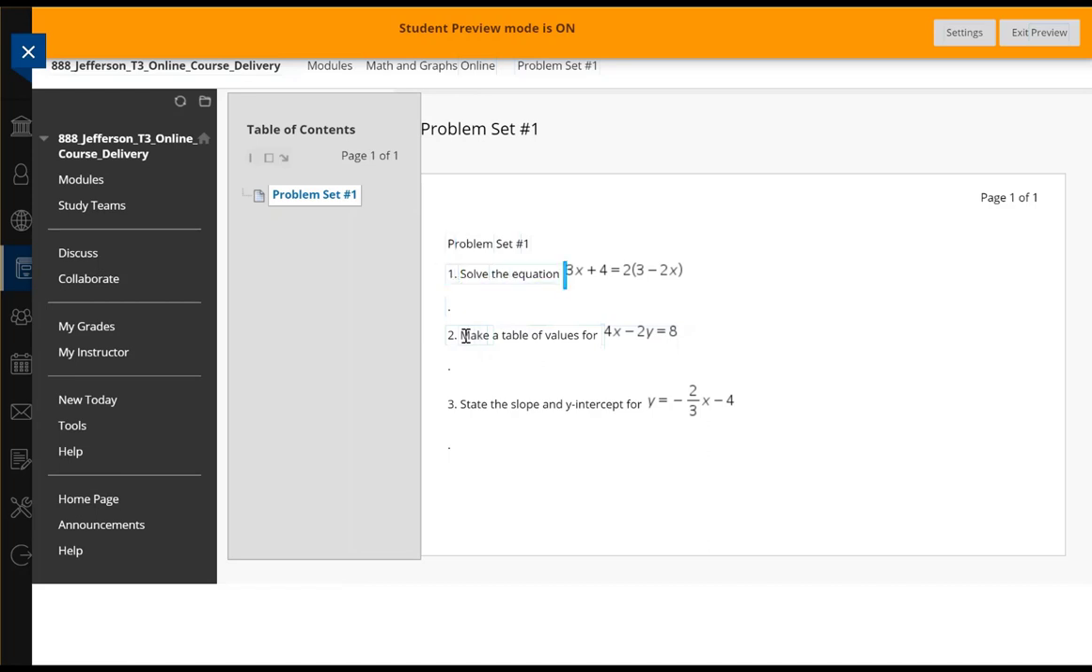Okay, so I'm using down arrow to navigate.